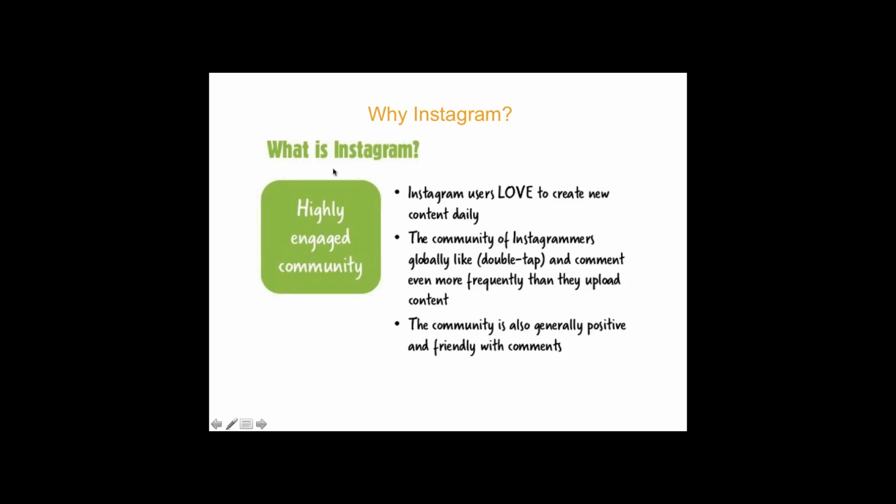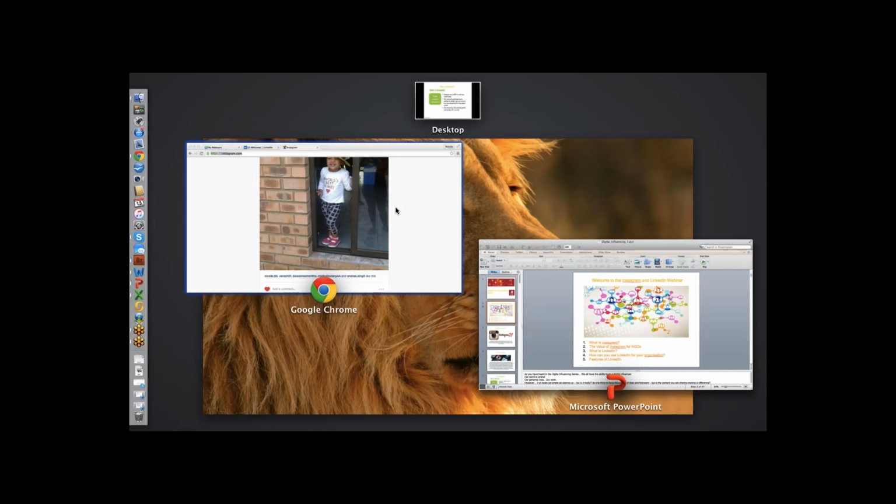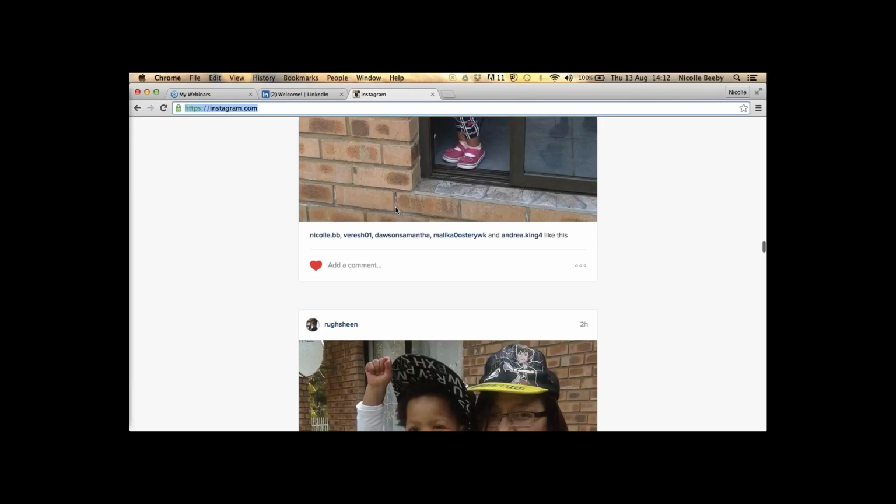So what is Instagram? It is a highly engaged community. Instagram users love to create new content. The community of Instagrammers globally like and comment even more frequently than they upload content. The community is also generally positive and friendly with comments.